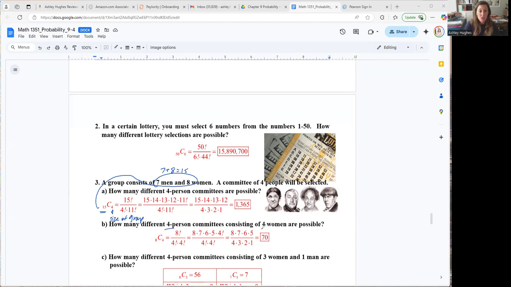How many 4-person committees are of 4 women? Well, this is how many total women are there? Well, this time our total, because this is just women. So this is total women. And then this is the size of the group that you're trying to make.